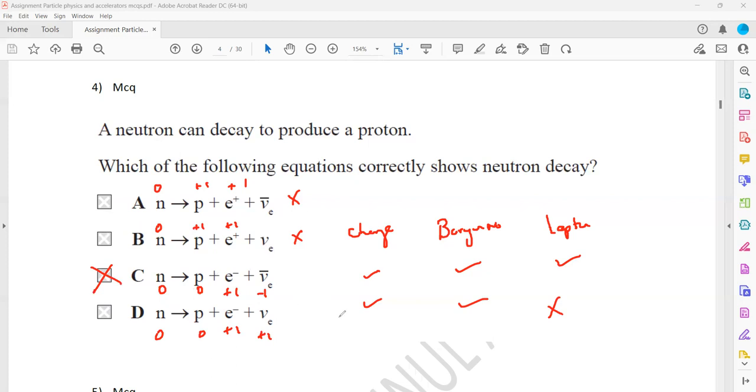So whenever you check the conservation, you start with the charge, followed by the baryon number and then lepton number. And there is one more thing, strangeness, which you can also check, but only if there is a strange particle, like a strange quark. Otherwise, you don't have to check the strangeness number.